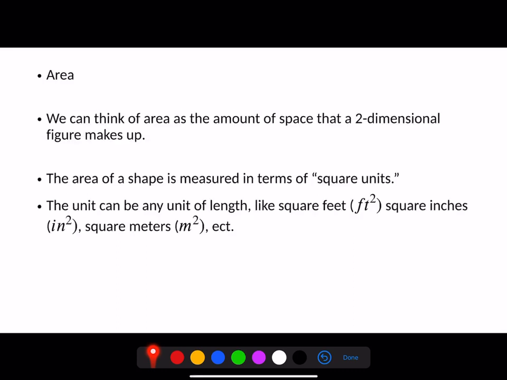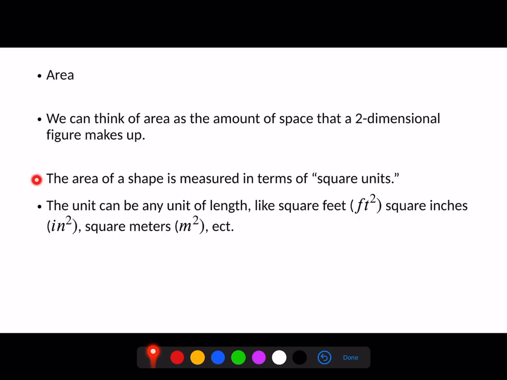So, getting started on today's notes. Today we're going to be talking about area. So, this is all about area. Most of Unit 9 will be covering area, and all this week is only area. So, area is the amount of space that a 2-dimensional figure makes up. Again, we're not going to be in 3D this time. It's just all 2 dimensions.